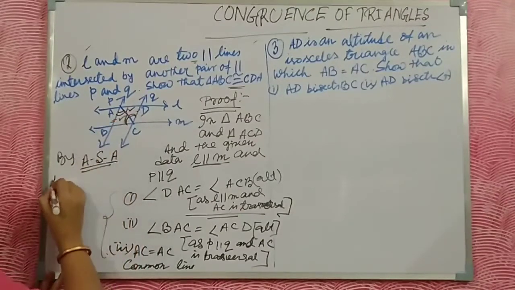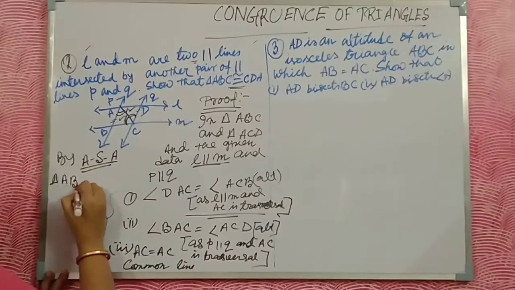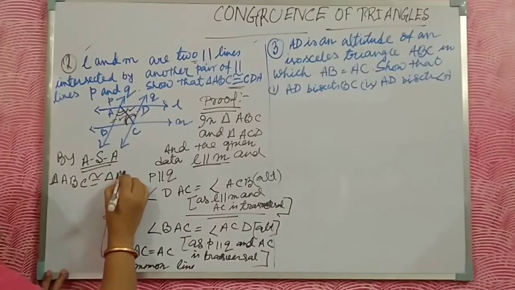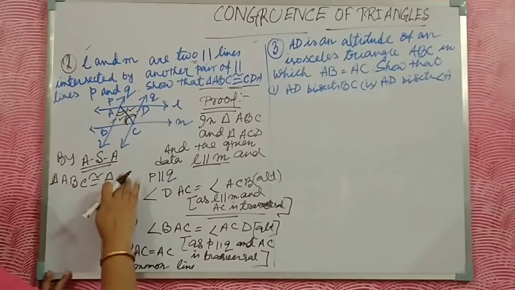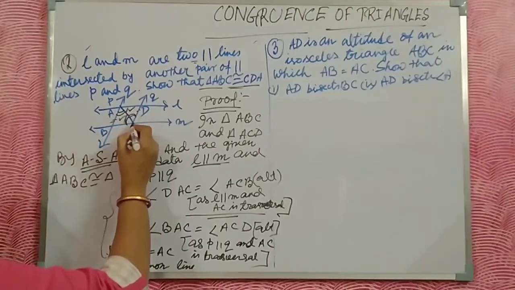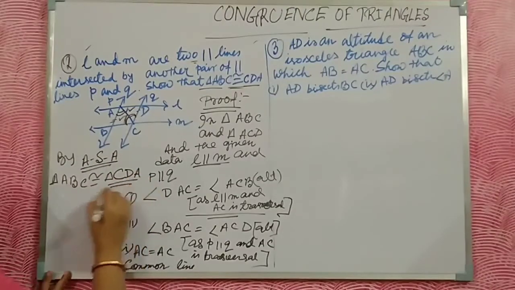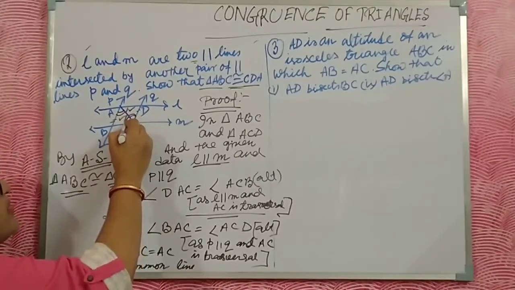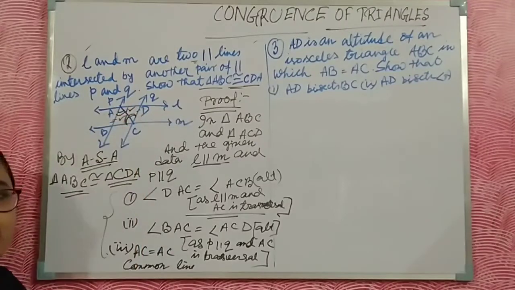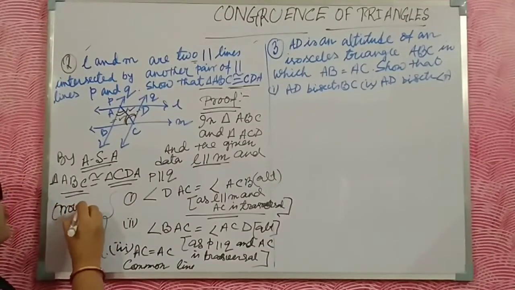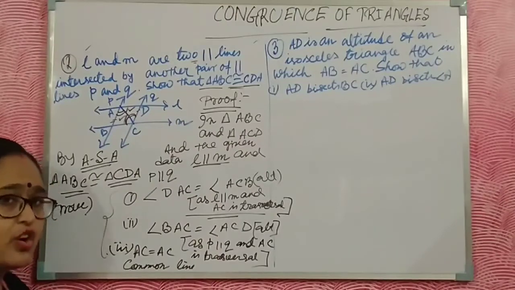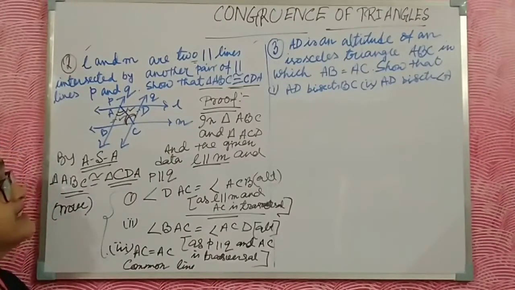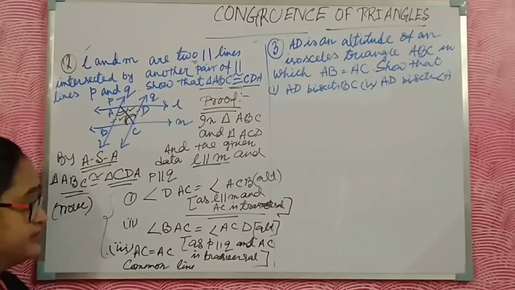We can write these two triangles are congruent: triangle ABC is congruent to triangle CDA. We can write like this, ABC is congruent to CDA. Also we can write these two triangles are congruent. This is the proof. Okay. Before going to the next part, you just write it down and you can take a screenshot also. This is a very important sum under the congruency of triangles.